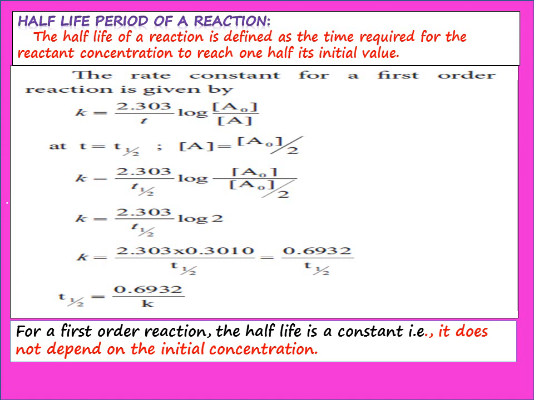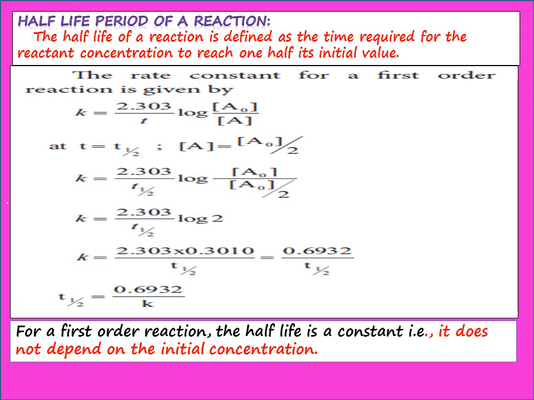What is the half-life period of a reaction? The time taken to complete 50% of a reaction is called the half-life period of a reaction. The half-life period of a reaction is defined as the time required for the reactant concentration to reach one half of its initial value. For a first order reaction, this half-life period is independent of initial concentration. We can prove that by a derivation. For a first order reaction, the half-life period is a constant, that is, it does not depend on initial concentration.